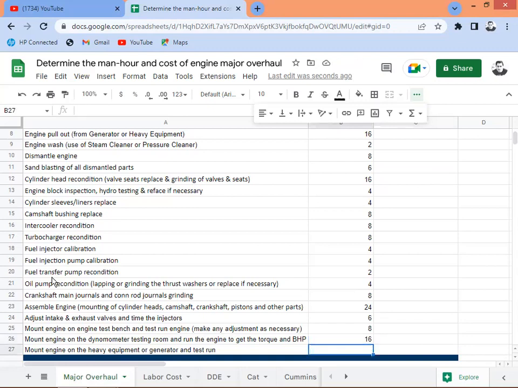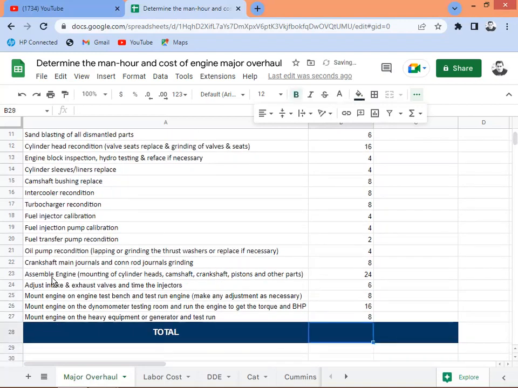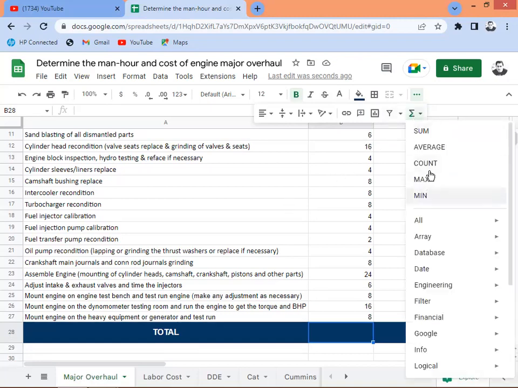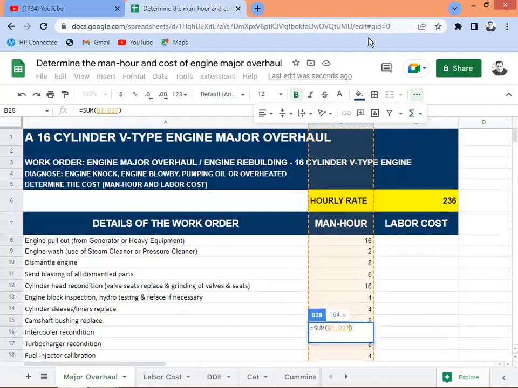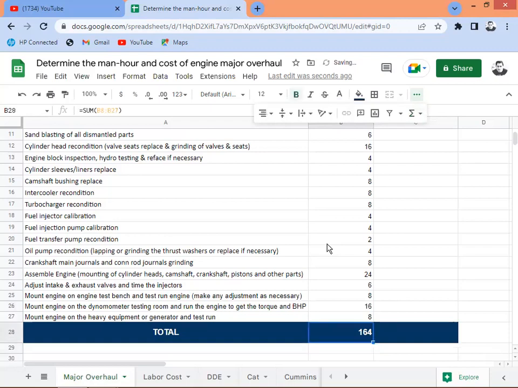Then mount the engine on the heavy equipment or generator and test run. This one would be around 8 hours. Okay, now we're going to sum this up, starting from the mounting of the engine, going all the way up. Then enter. Okay, a total of 164 man hours.